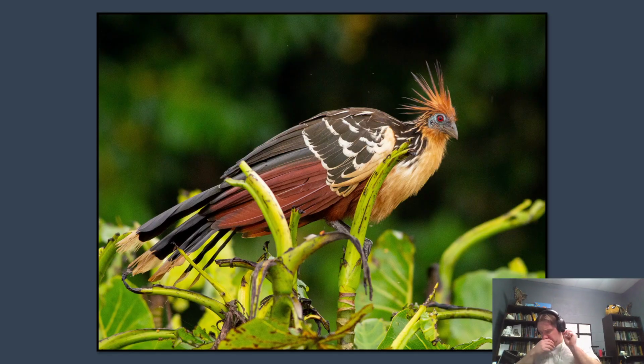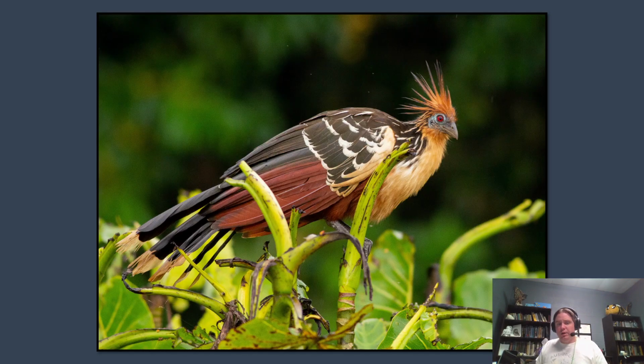Their crop is very, very enlarged. It acts as a fermentation chamber. So they just eat some leaf material and it sits and slowly ferments through bacterial fermentation. That's how they break their food down. This is a very slow process, so their digestive timeline is much different than typical. It takes many, many hours for them to digest that material relative to what any other bird would have to do.